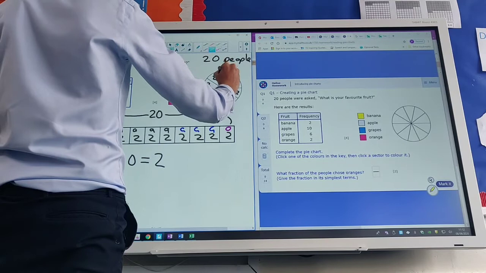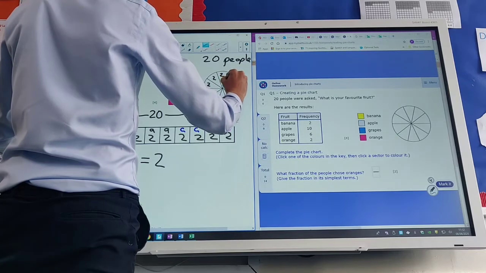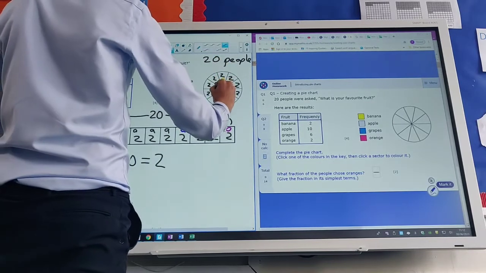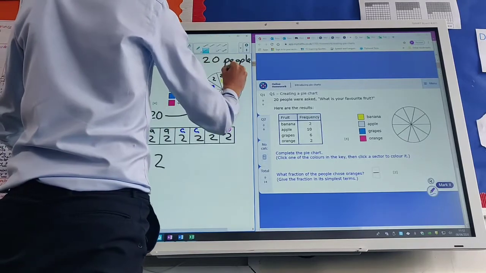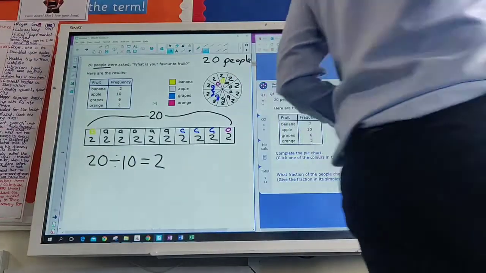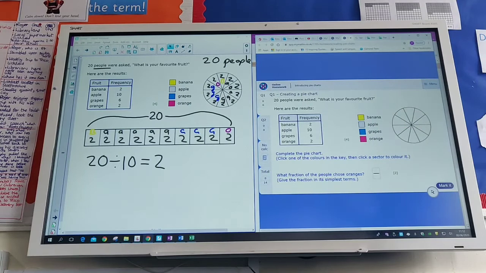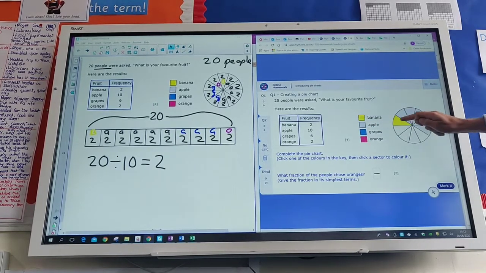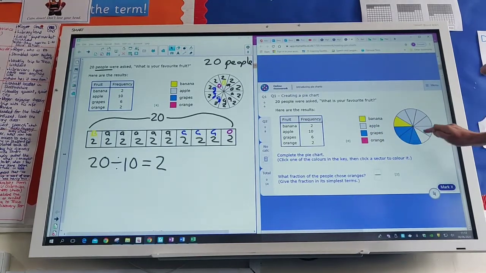So banana is 1 part. The apple, A, is 5 parts. The grapes are 3 parts. And the orange represents 1 part. Now when it comes to your question on My Maths, you'll have to go to yours and say, right, click on that, banana, 1 part, apple, 1, 2, 3, 4, 5 parts, grapes, 1, 2, 3 parts, and oranges, just 1 part.